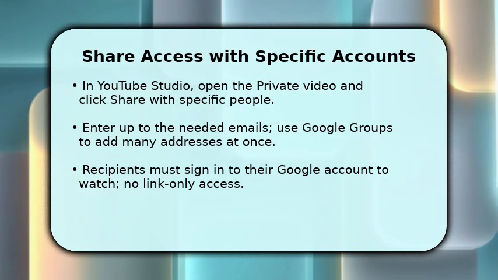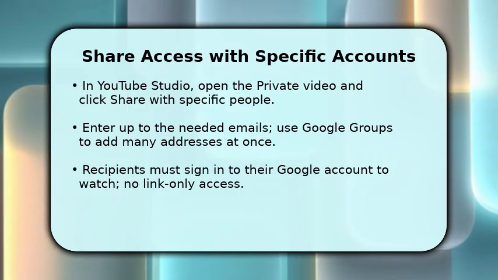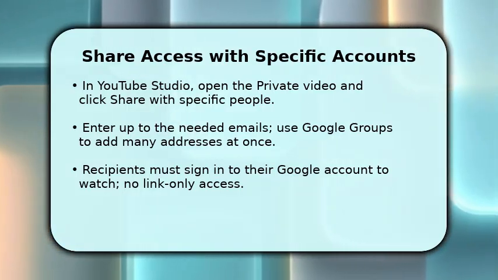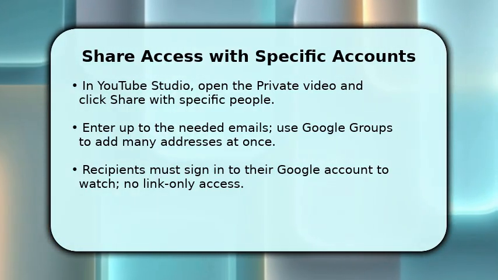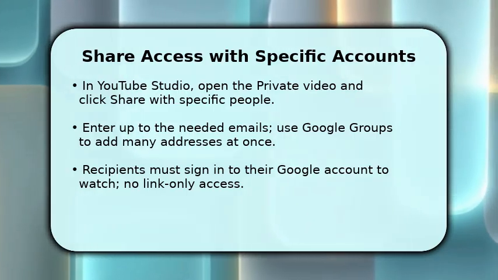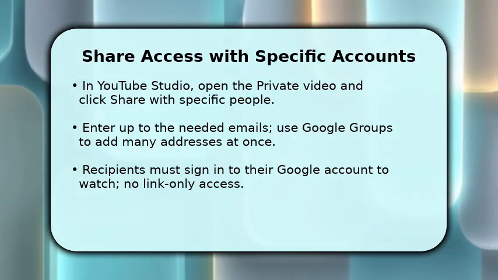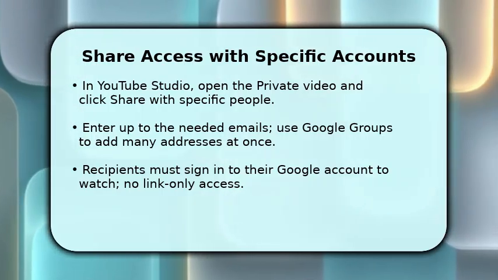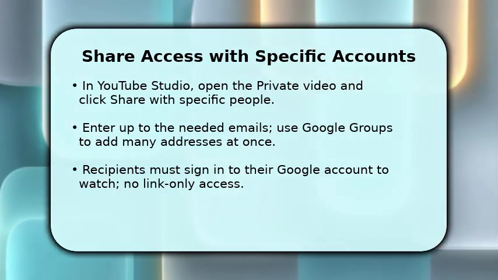Once done, click Share with specific people and add each viewer's Google account email. You can type multiple addresses or paste a Google group. Make sure to set their permission to viewer so they can only watch. Explain to recipients they must sign into the same Google account you listed, otherwise they will be denied.